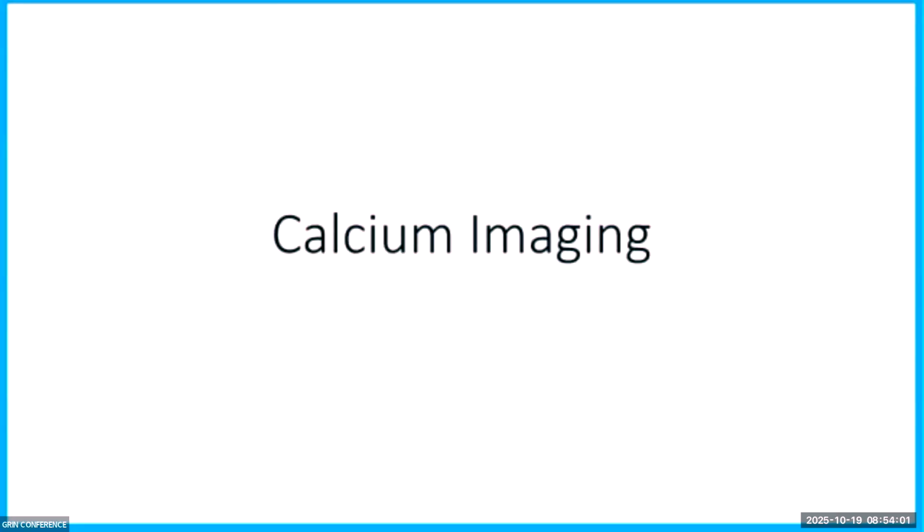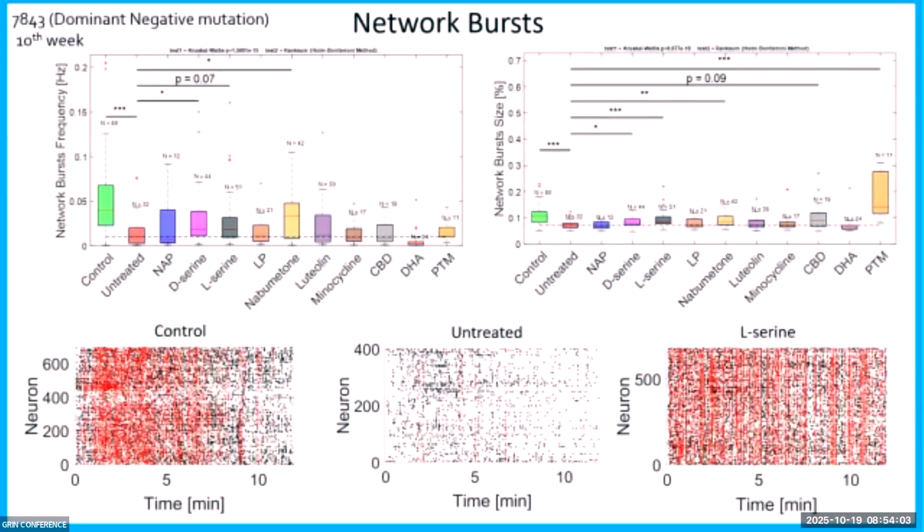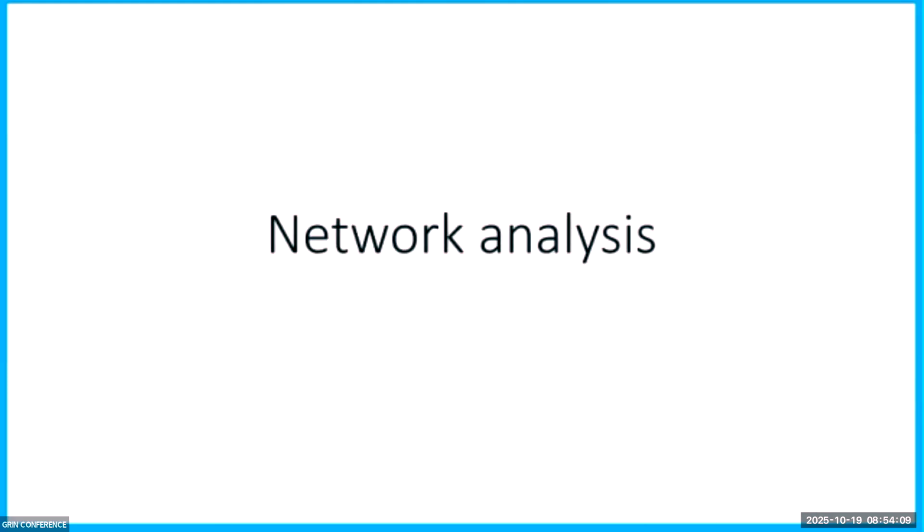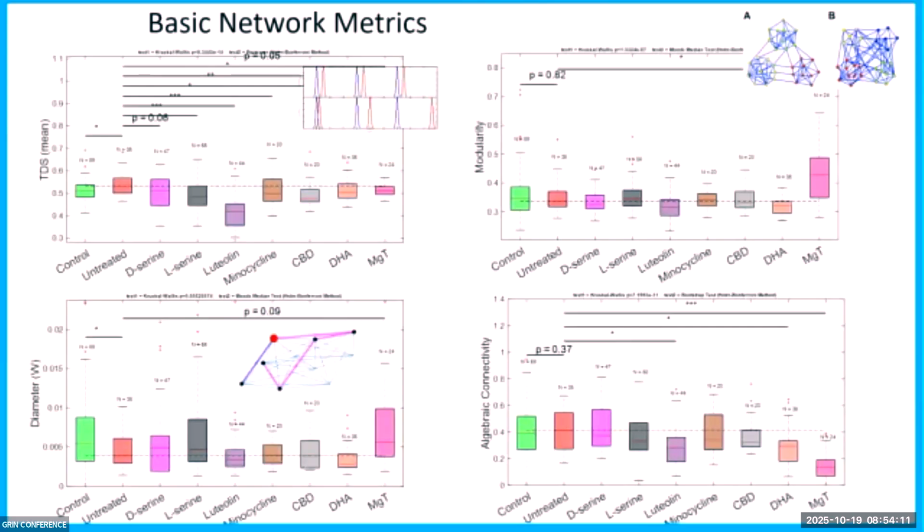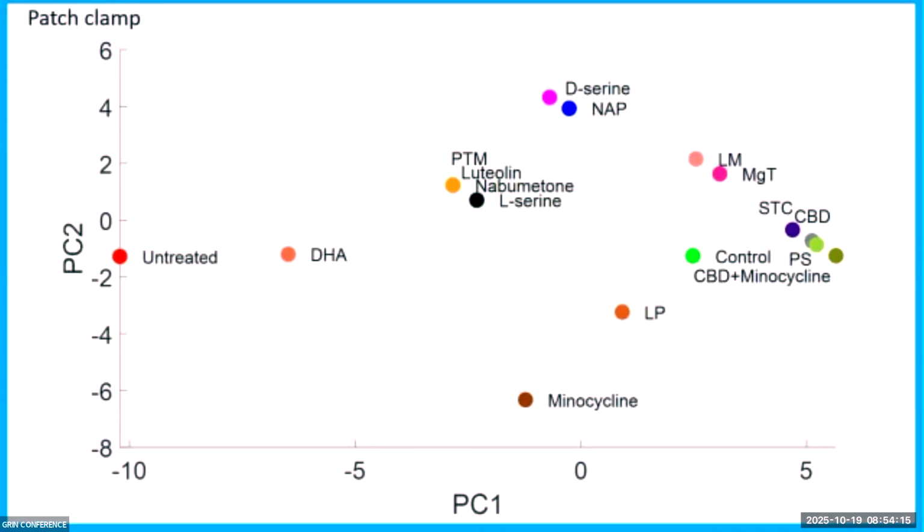And you can see the calcium imaging. You can see here how the bursts look. This is control, this is untreated, and this is treated. And overall, again, the basic network metrics. And finally, we have these PCA that give us a suggestion of which of the drugs make the untreated neurons more like the control neurons.